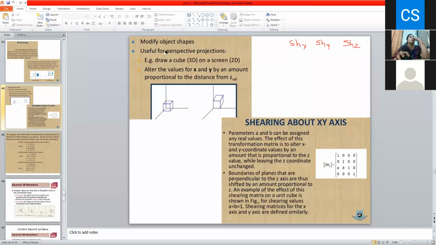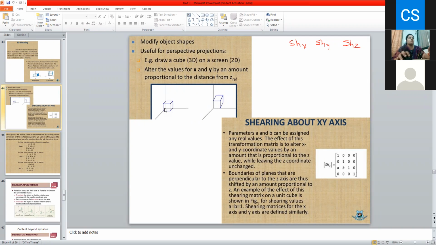Okay. So here we are going to change the shape, and the shape gets distorted. So for that purpose, we will have one example. Let us say a cube is there. Let us say this cube.